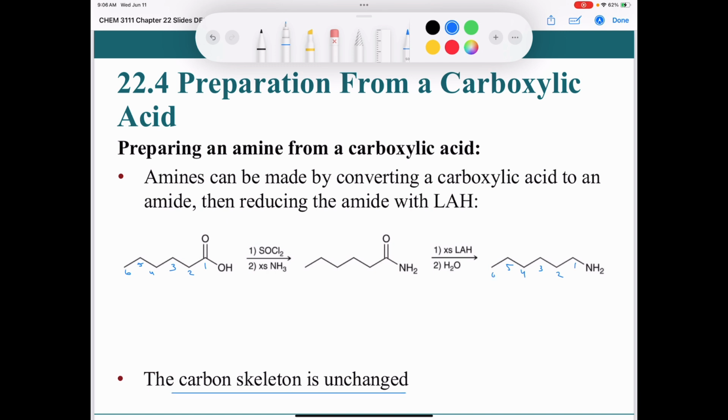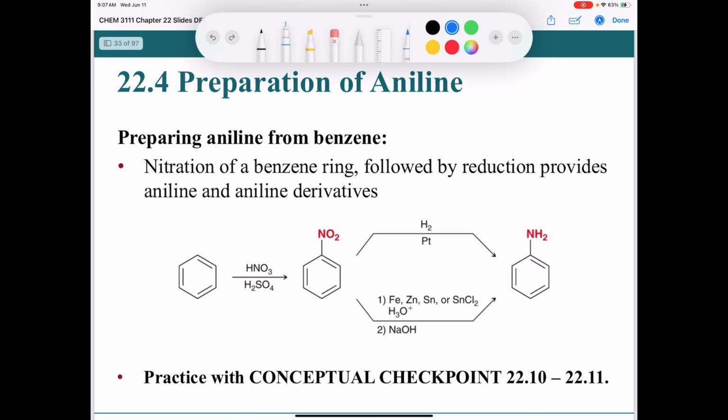So taking a carboxylic acid, making an acid chloride, then making the primary amide with ammonia, and then you can reduce that with excess lithium aluminum hydride and then follow that up with water. Notice that there's no mechanism provided for this reaction in the textbook, the reduction of the amide with lithium aluminum hydride. The next one is making anilines, or making an aniline from benzene, and you probably remember this guy here.